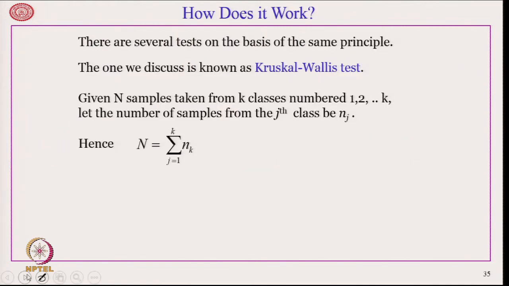So, there are several tests on the basis of the same principle. The first we are going to discuss is called the Kruskal-Wallis test. As I said, it is a very important non-parametric test, and it works as follows. Given n samples taken from k classes numbered 1, 2, 3 up to k, let the number of samples from the jth class be n j, as we have already defined, and therefore, capital N, the total number of samples, is equal to summation over j is equal to 1 to k of n j.